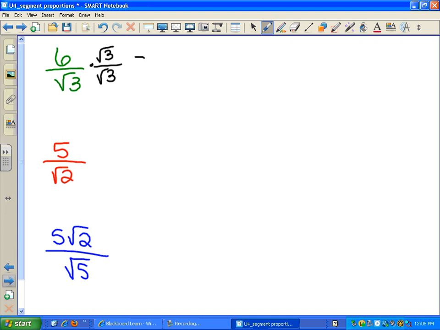On the top, the 6 is not in a square root, so it can't be multiplied by that root 3. So it just ends up being 6 root 3. On the bottom, square root of 3 times square root of 3 is the square root of 9. And I can go ahead and simplify that, because on the top I have 6 square roots of 3. On the bottom, the square root of 9 is 3.